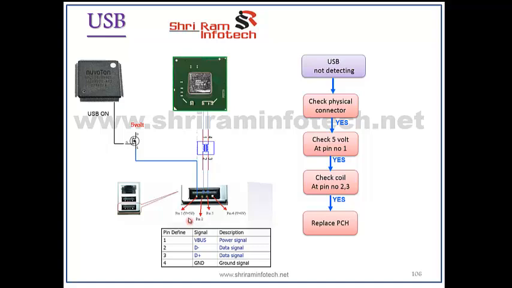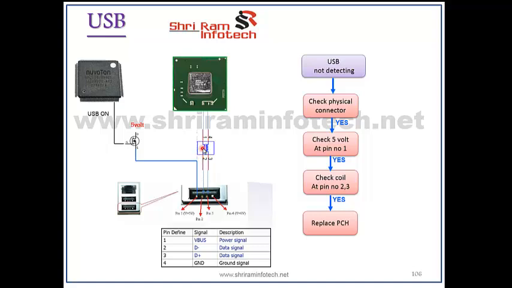If this 5 volt is not coming, then you have to focus on this MOSFET. In between the 5 volt suspend and the USB connector, there will be one MOSFET, so you have to check that MOSFET. That MOSFET may be open or something like that. So you should get 5 volt over here, and next you have to check the data lines. There are 4 connectors. These 2 lines are called the data lines. Both are bidirectional and connected to the PCH.